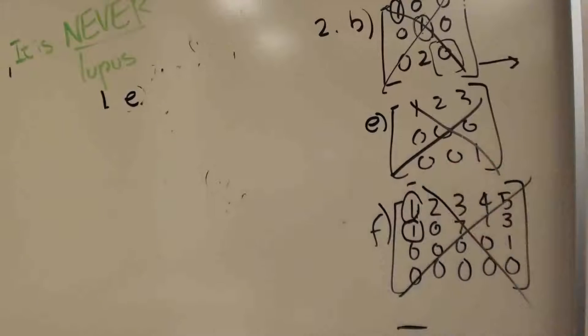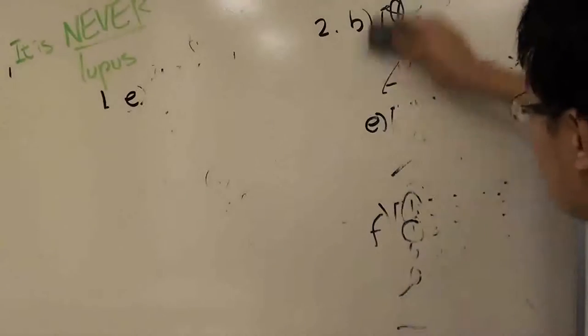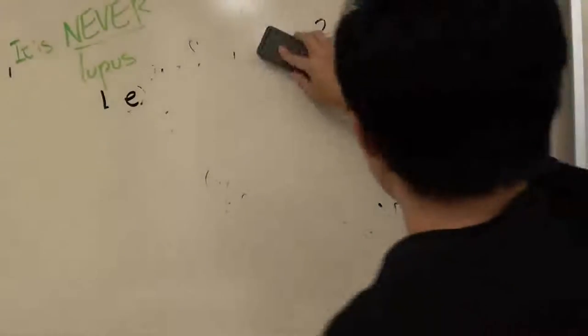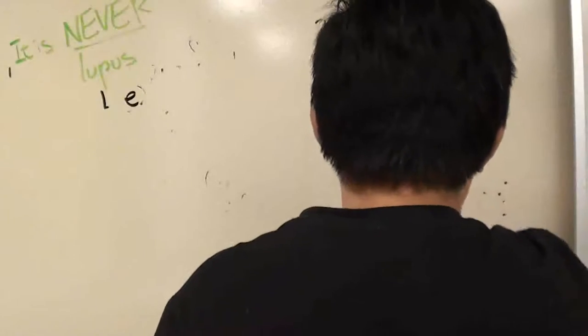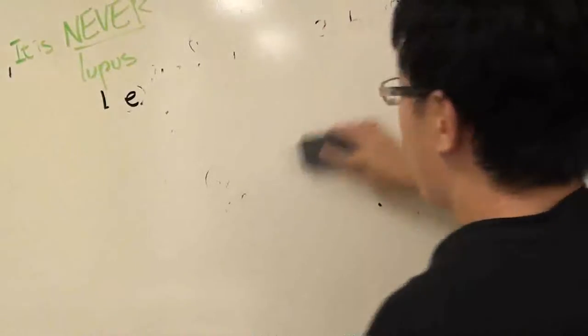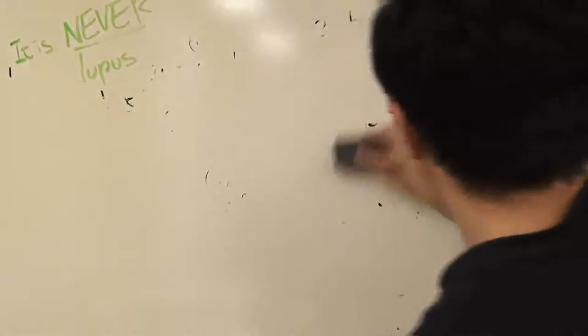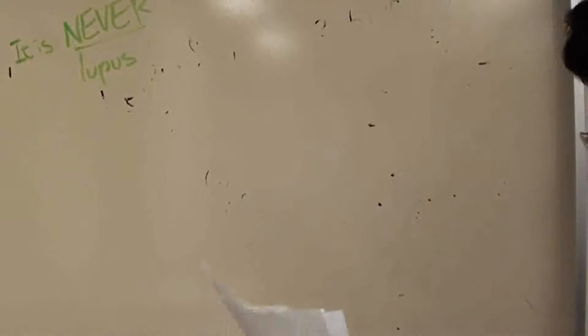So just because the numbers look well organized, like this one, doesn't necessarily mean it meets the goal. We really need to be 100% on the requirements for echelon form and non-echelon form. I think those pretty much cover all the basics, so I'm just going to keep going, okay?